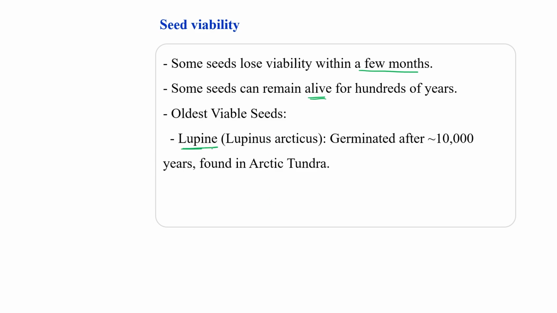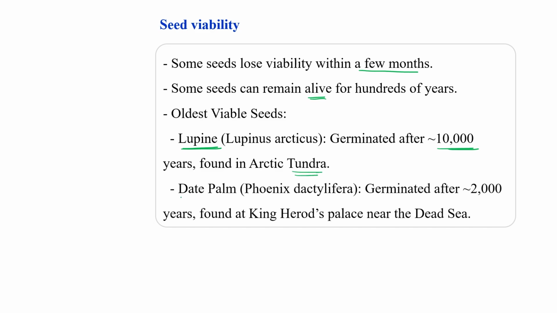One example is lupine, Lupinus arcticus. It germinated after 10,000 years, and these were found in the Arctic tundra region. Another example is date palm, Phoenix dactylifera. It germinated after 2000 years, and these seeds were found at King Herod's palace near the Dead Sea. So these are certain examples of seeds which still have viability.